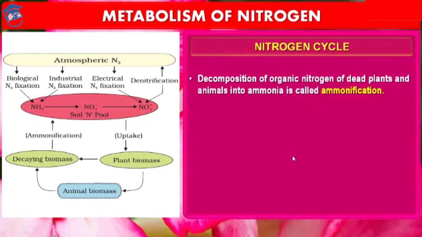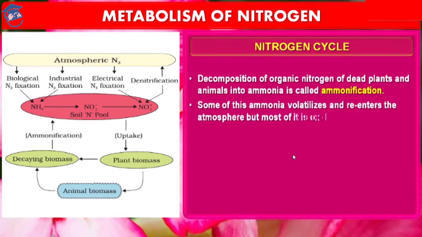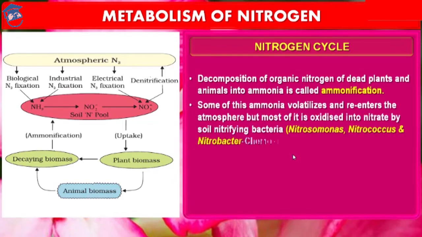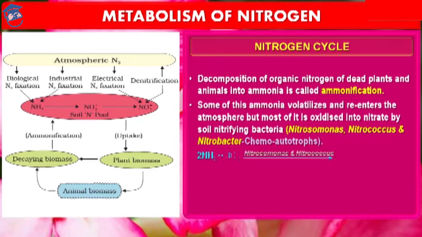So this is your ammonification. Some of this ammonia volatilizes and re-enters the atmosphere, but most of it is oxidized into nitrate by soil nitrifying bacteria, that is Nitrosomonas, Nitrococcus, and Nitrobacter. These are your chemoautotrophs. These nitrifying bacteria are called chemoautotrophs.